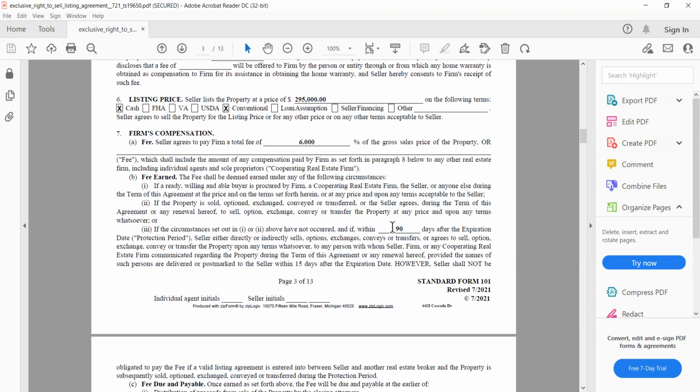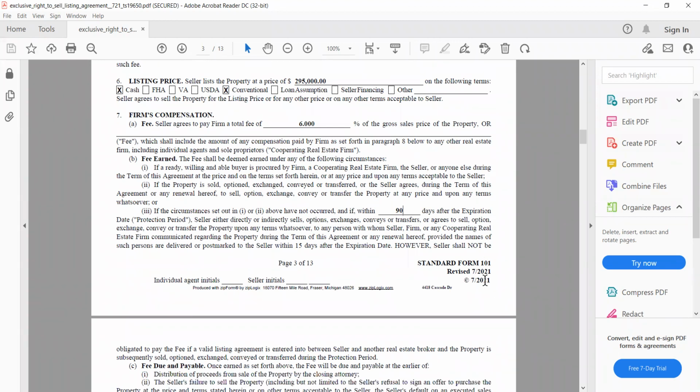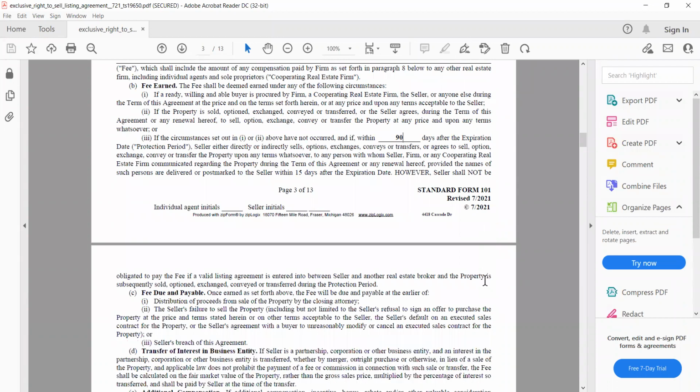So basically this 90-day thing is while I had the property listed and I brought a ready, willing, and able buyer, and this contract expired within 90 days, if they go back and sell to that person I brought to them, then I'm owed a commission. Does everybody understand that? Can you repeat that again, please?